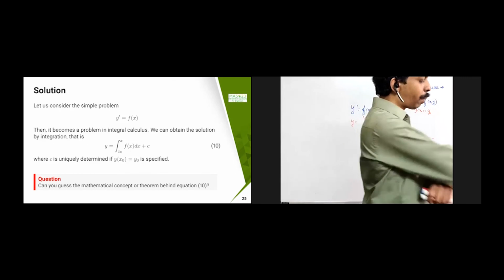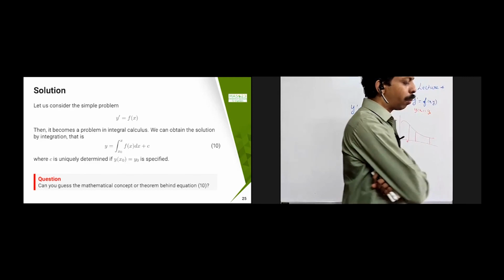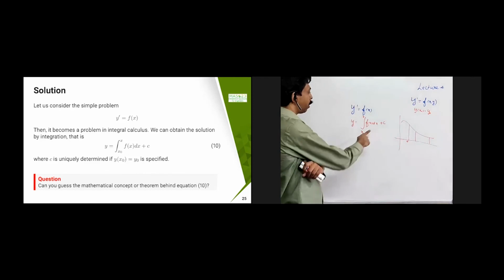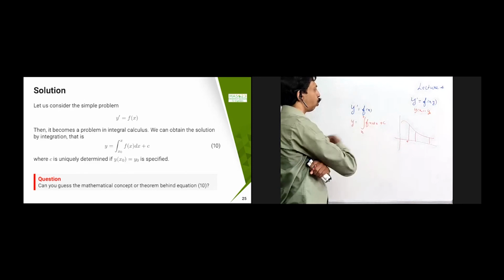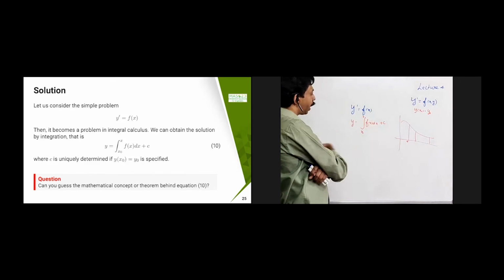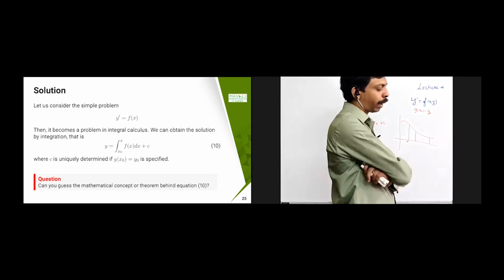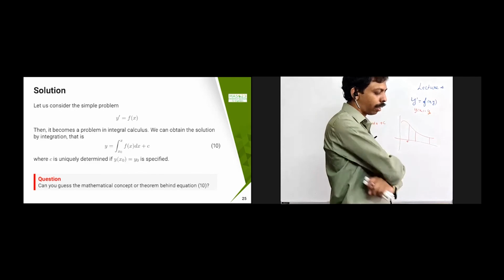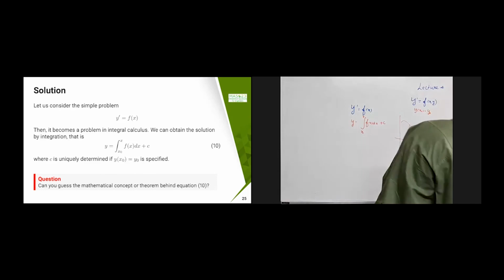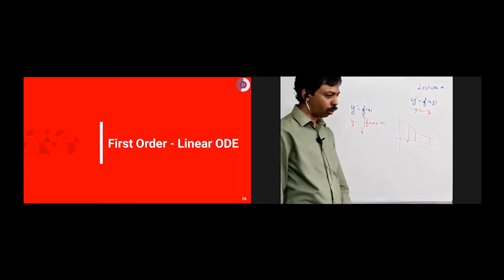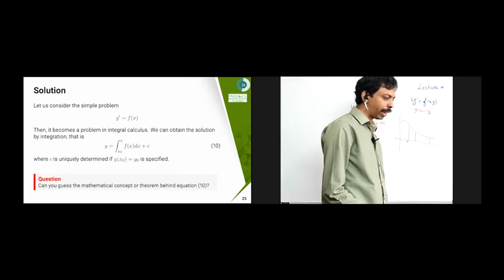So can you guess the mathematical concept or theorem behind the equation? Here C is uniquely determined, as y(x0) = y0 is given. So one mathematical concept is that we need to find the area under the curve. That is the integral definition. Now what we are going to do, what is the mathematical concept behind the theorem?